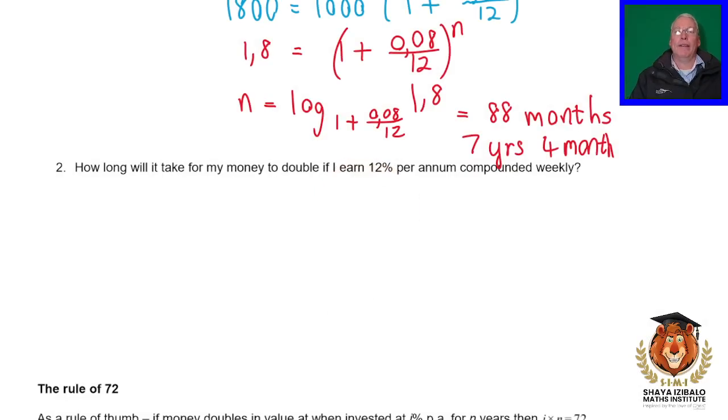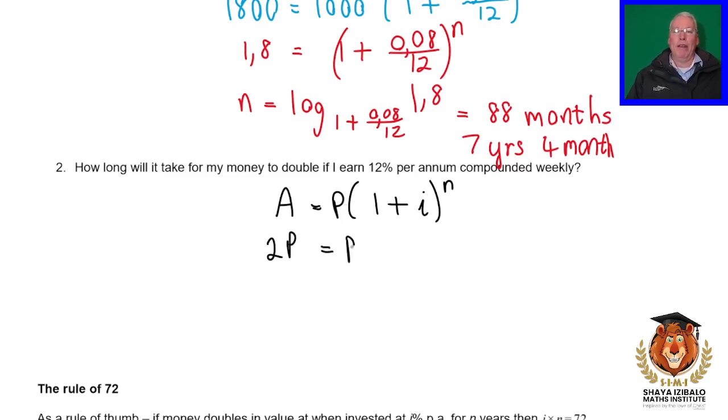Okay, how long will it take for something to double? How many weeks? How long will it take if the money is compounded weekly? So here's our formula. A equals P (1 plus i) to the power of n. Now, we want P to become 2P. We want it to become twice as big. We could let P be 1 Rand, in which case we'd have 2 Rand over here. We could let P be 7 Rand, in which case we'd have 14 Rand over here. It really doesn't matter. We'll see now that the P will divide out anyway.